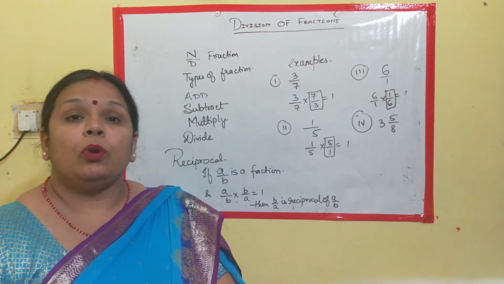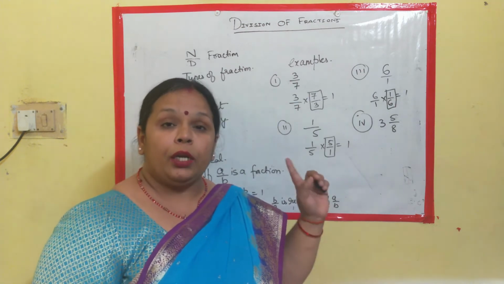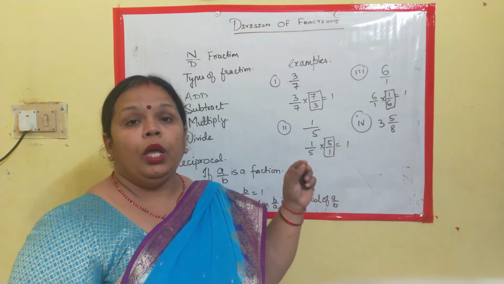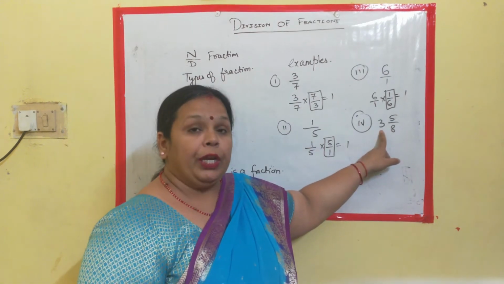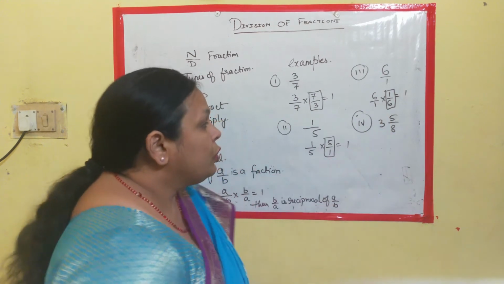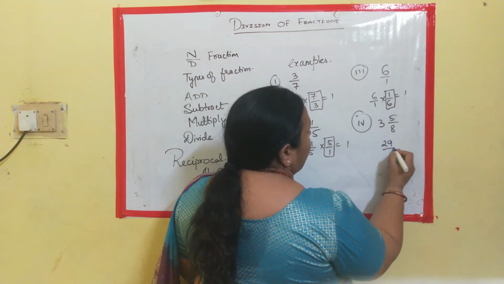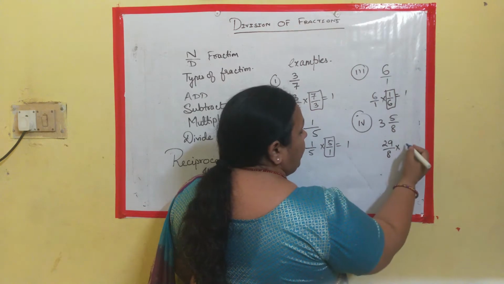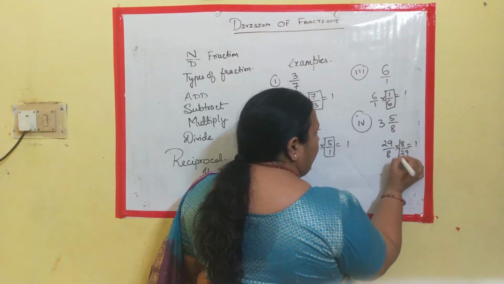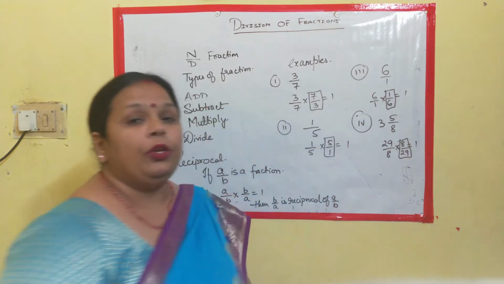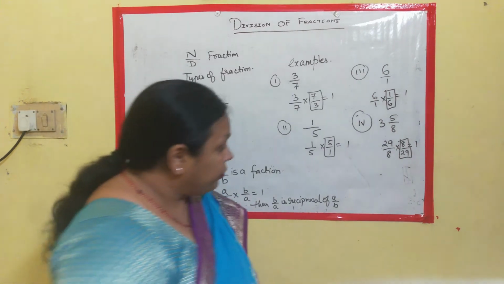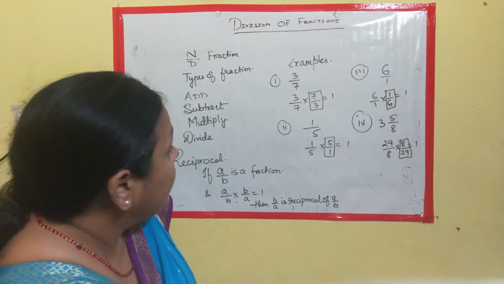To find the reciprocal of 3 5 by 8, we know that it is a mixed fraction. So the first important step is converting it into an improper fraction. 8 times 3 is 24, 24 plus 5 is 29, so this becomes 29 by 8. Now which number will be multiplied to 29 by 8 to get 1? So 8 by 29 is the reciprocal of 3 5 by 8. Clear?